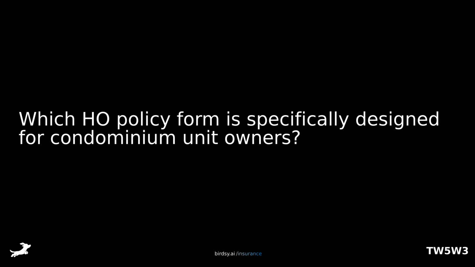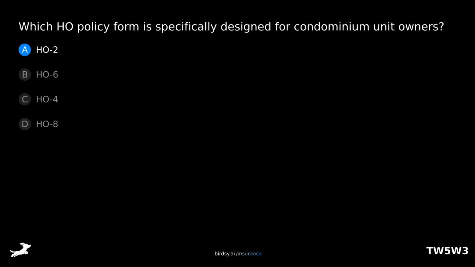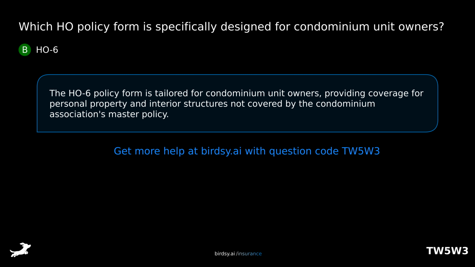Which homeowner policy form is specifically designed for condominium unit owners? Is it A, HO2, B, HO6, C, HO4, or D, HO8? The answer is B, HO6. The HO6 policy form is tailored for condominium unit owners, providing coverage for personal property and interior structures not covered by the condominium association's master policy.